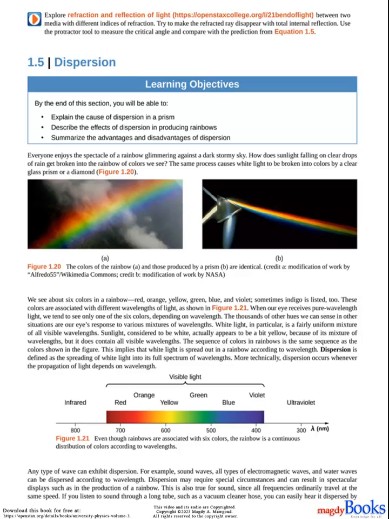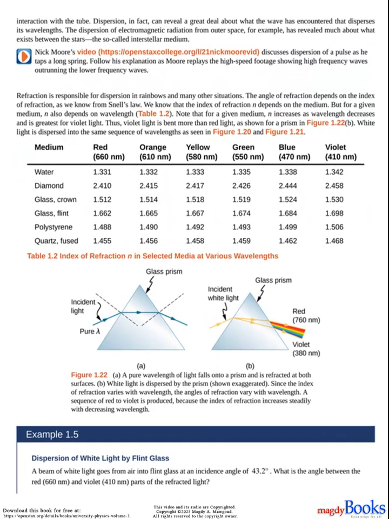For example, sound waves, all types of electromagnetic waves, and water waves can be dispersed according to wavelength. Dispersion may require special circumstances and can result in spectacular displays such as in the production of a rainbow. This is also true for sound, since all frequencies ordinarily travel at the same speed. If you listen to sound through a long tube, such as a vacuum cleaner hose, you can easily hear it dispersed by interaction with the tube.